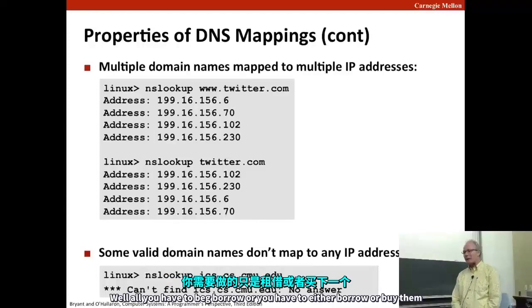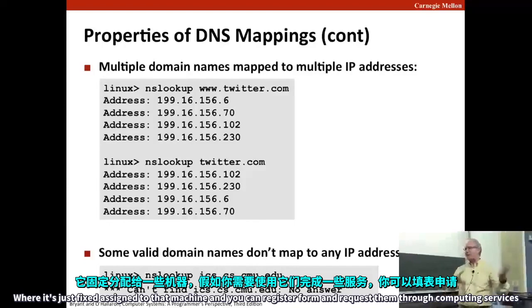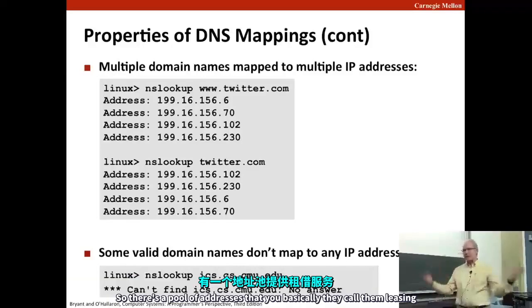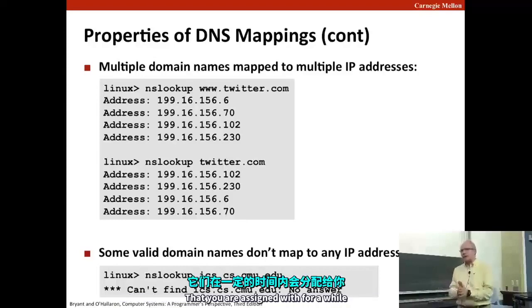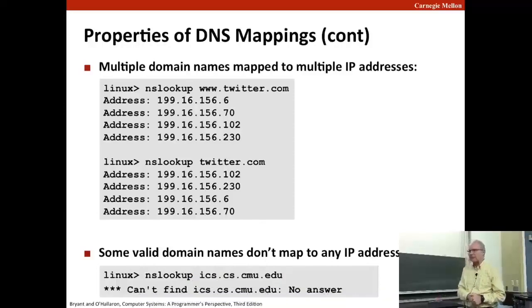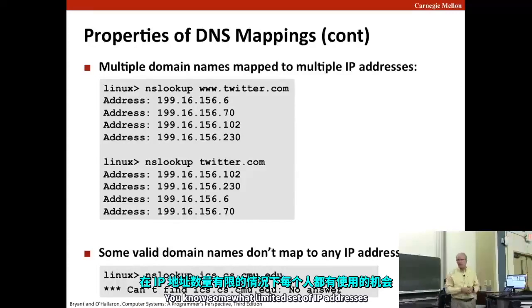Well, you have to either borrow them or buy them. For example, at CMU, there's some number of what they call statically allocated IP addresses, where it's fixed, assigned to that machine, and you can register for them and request them through computing services. But most of you don't have that. Most of you get one that's assigned dynamically. So there's a pool of addresses that you are assigned, they call it leasing, for a while, but it could possibly be reassigned to someone else. And that's part of the way it can manage a somewhat limited set of IP addresses.